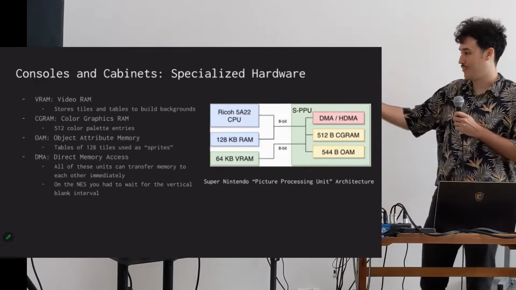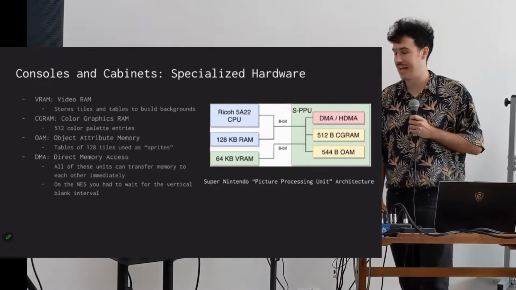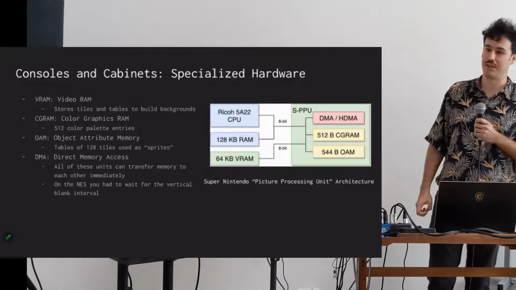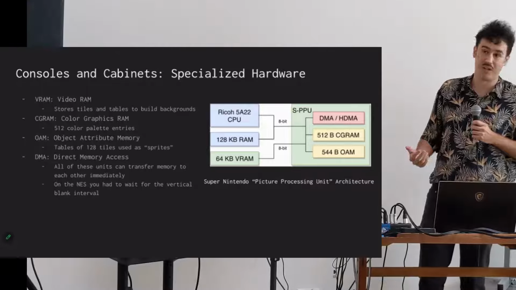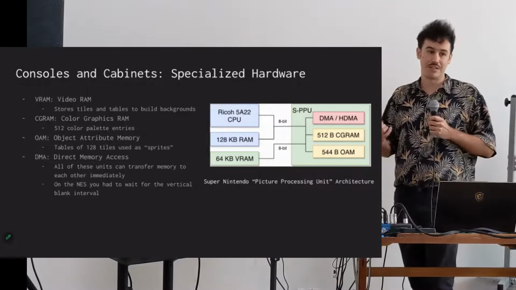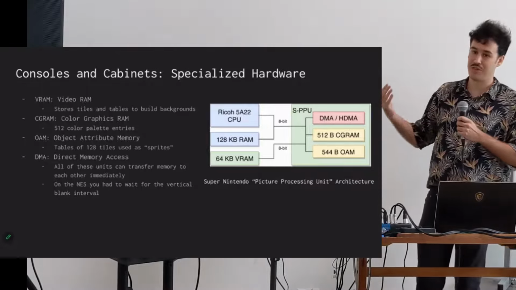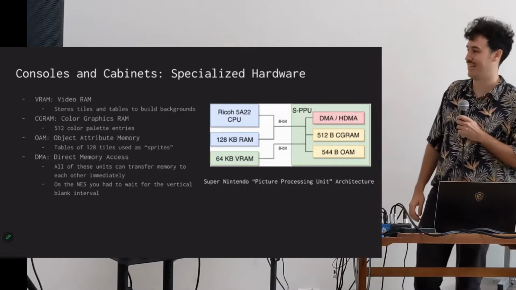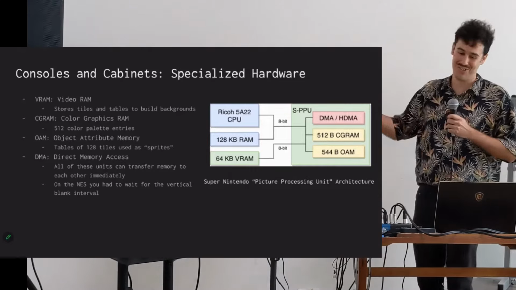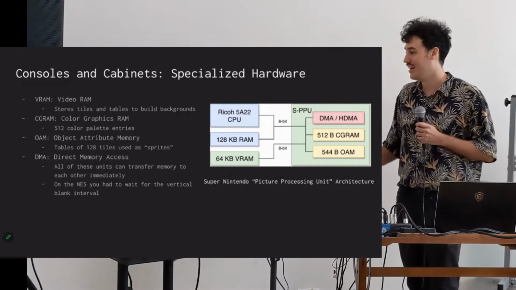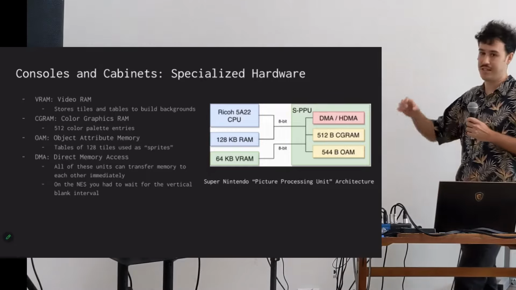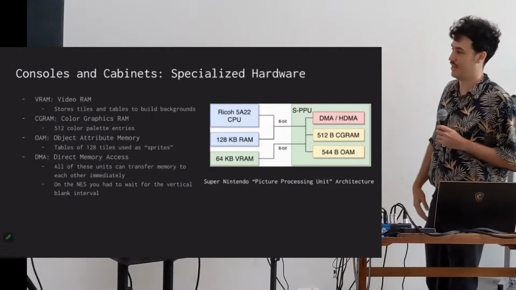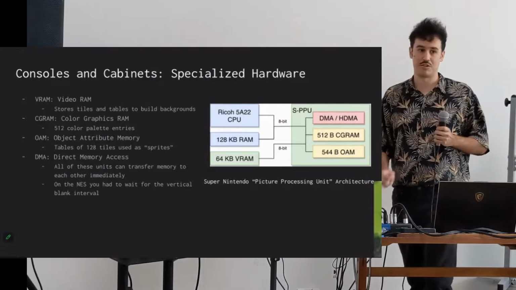You have color graphics RAM, and that is going to store color palette entries, because back in the days of built-in 2D rendering hardware, you wanted to be able to palette swap easily. So they had specialized rendering structures for these things. And I'm going to talk about how we don't have those anymore later. You have object attribute memory. So these are tables of tiles that can refer to video RAM. Those are going to be what you think of as sprites.